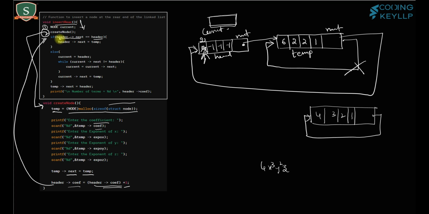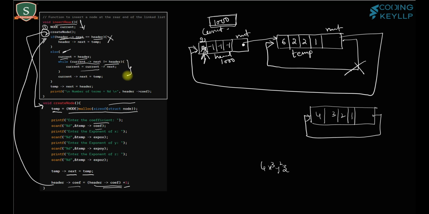Then it comes to the if condition. In the if condition, is header next equal to header? This condition fails. So it comes to the else part, where current is equal to header. If the header address is 1000, we are assigning this value as 1000. Now while current of next is not equal to header: is current next equal to header? No. It means current is equal to current next.